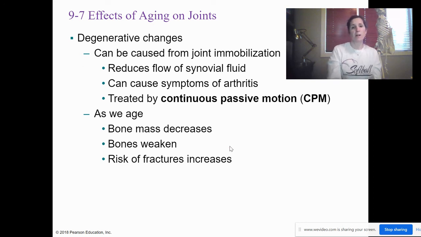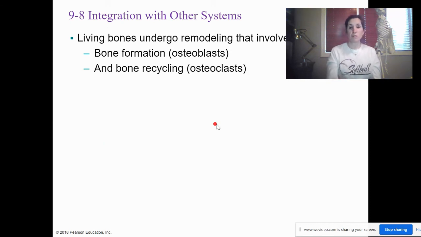Degenerative changes, what happens is people become more sedentary, I should say. They don't move around a lot, so there's not as much flow of the synovial fluid, and this causes symptoms of arthritis. Constantly moving, continuous passive motion is important. And there's sometimes not much we can do, because as we age, our bone mass decreases, bones weaken, and people become more at risk for fractures. Movement is important, everybody. So even with your grandparents, if you can just say, hey, can you go walk around the kitchen table and come back instead of sitting in a chair the whole day, that's huge for them.